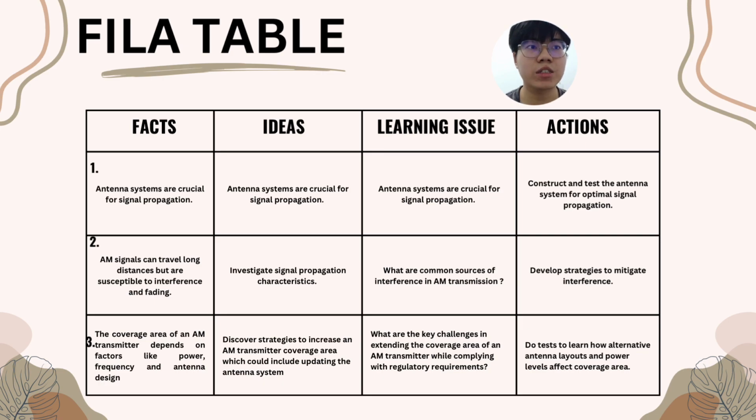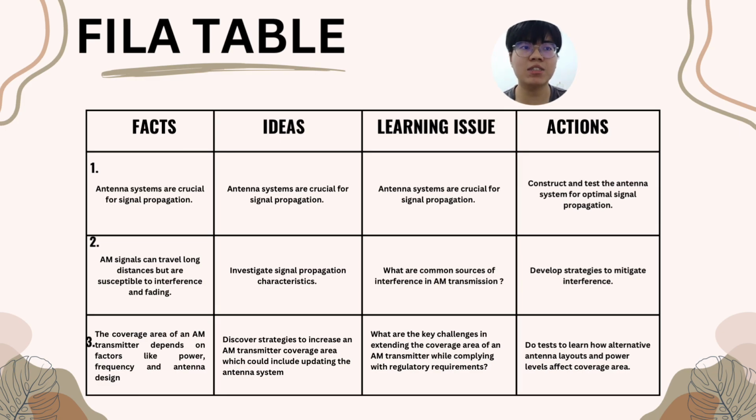So the next is the table, and the first fact is antenna systems are crucial for signal propagation, and our idea is to connect the antenna and ground and tune to get a strong signal in the radio. The learning issue is how to design a basic antenna system for AM broadcasting, and the action needed is to construct and test the antenna system for optimal signal propagation.